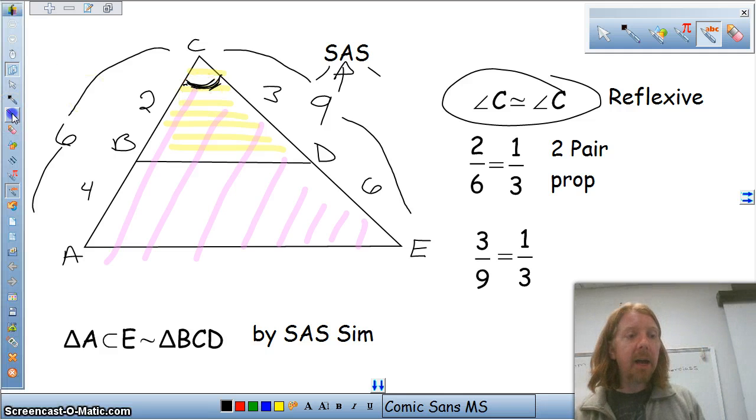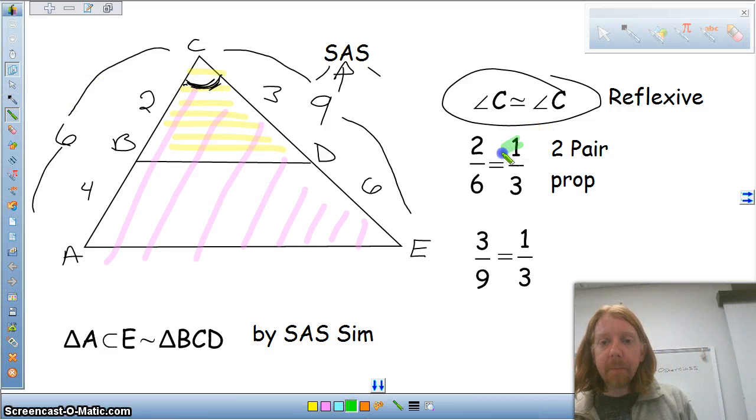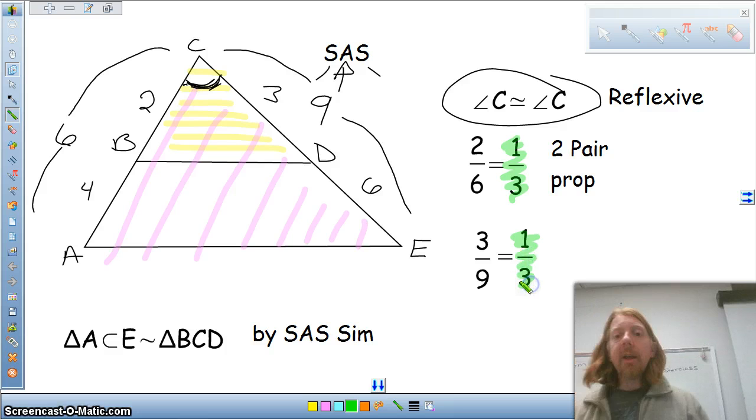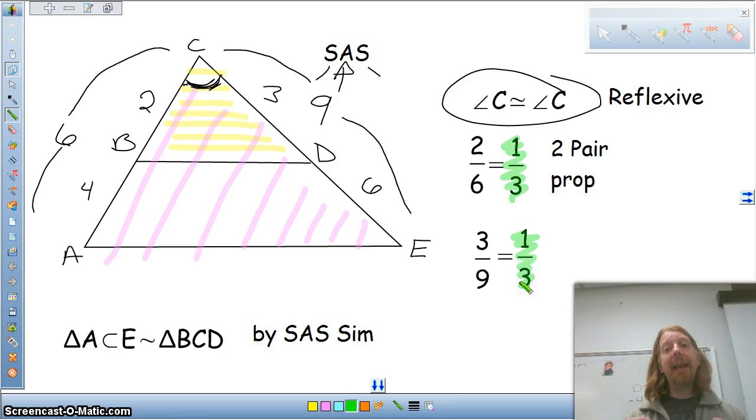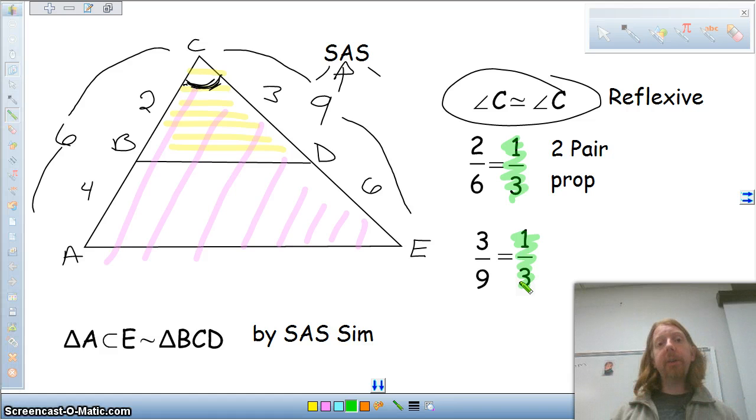That means I have a common scale factor for them. And I've shown that there's a common angle. Both the triangles, the yellow one and the pink one, share the angle C. So that would be my third condition. That means I now know these triangles are going to have to be similar, and I can make other conclusions from that.